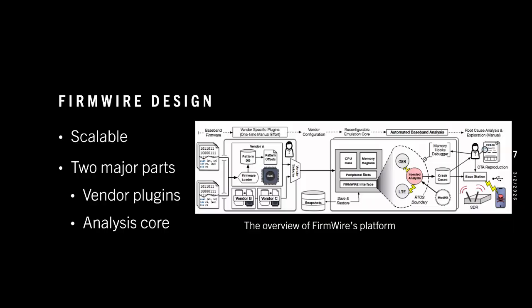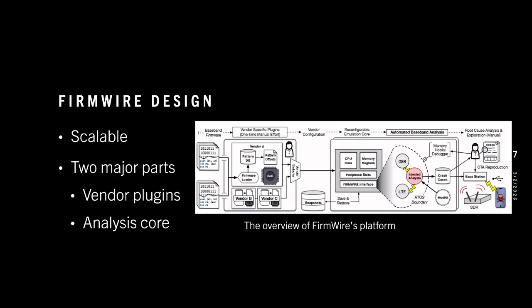So here we get to a slide with an actual image, and we're going to be talking about FIRMWIRE's design. The authors wanted to ensure that FIRMWIRE could be scalable for many different images, that it would be able to view the states at the beginning, and that it would be capable of emulation. So looking at the image here, it's the overview of how FIRMWIRE works and FIRMWIRE's platform.